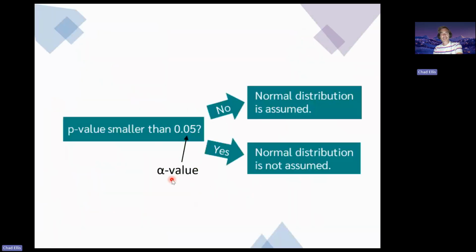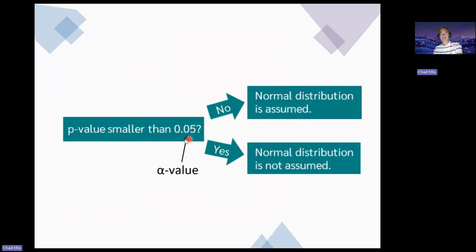Right, same kind of idea here. When we're making our decision in our Shapiro-Wilk test, is our p-value smaller? In this case, we've chosen an alpha value of 0.05. So we can choose any critical value we want, aka alpha value. A lot of the times we select 0.05, and we'll get into why we select 0.05 most commonly in a bit. So if the p-value is smaller than 0.05, if that's not true, we keep with the normal distribution assumption.